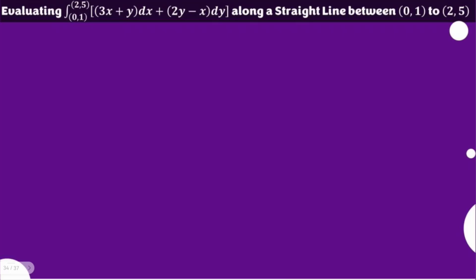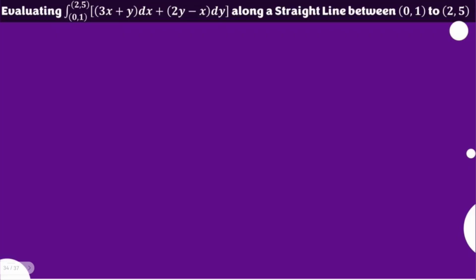For this video, let's try to evaluate the given function along a straight line between (0, 1) to (2, 5). This time, our path is a straight line path. Hence, in solving for this real line integral, we're going to use the parameterization for the straight line path.